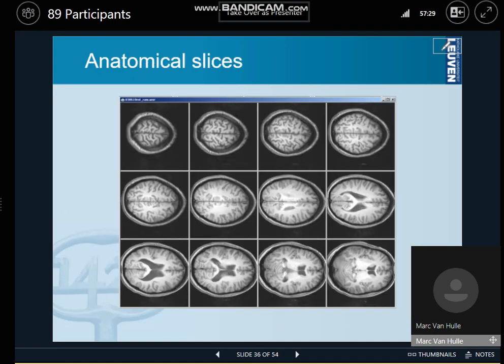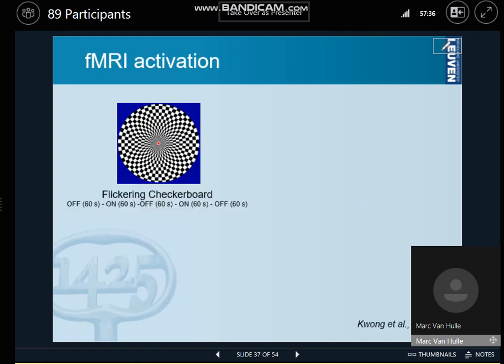And yeah, if you look at slide 36, you see these anatomical static images that can be taken from the brain at different angles or different cuts through the brain. And then in slide 37, you show this experiment that people usually consider to figure out if everything is working properly. They have this checkerboard that is flickering, and if you look at the checkerboard, you will really become a bit dizzy. That checkerboard is being switched on and off, shown here, that regime, 60 seconds on, 60 off. So it's a flickering thing.